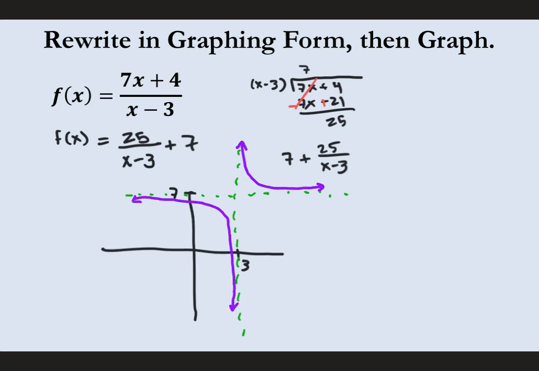All right. So if we get something in this kind of polynomial division form, we can use one of those skills we learned before to rewrite it as a rational parent graph, and then we can graph our rational parent graph just like we did.